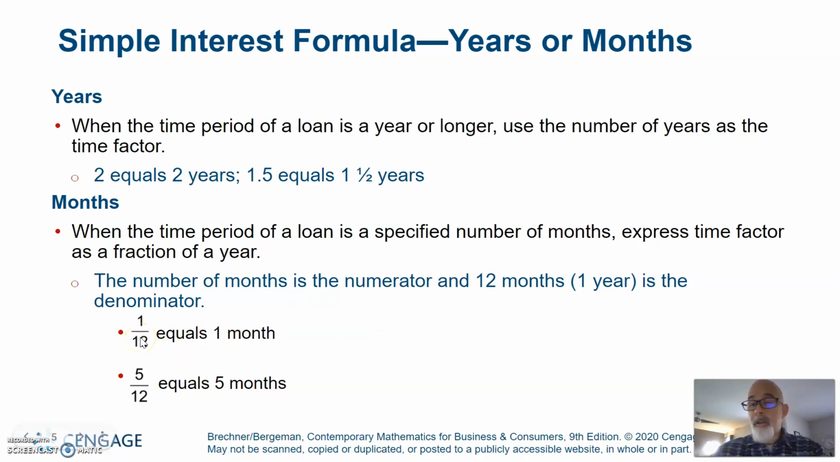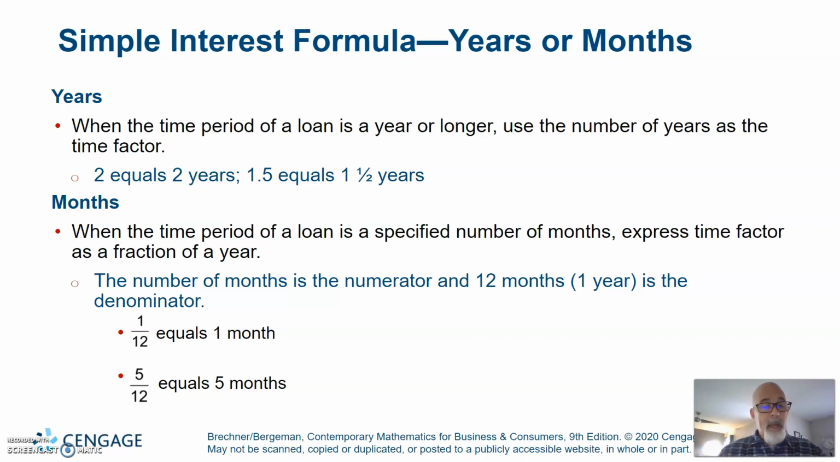So all you're going to be doing is putting whatever that number is over 12. Again, 5 months, you have a 5 over 12. So again, just to keep that in mind, okay, years are just going to keep the same. Months you have to divide by 12.